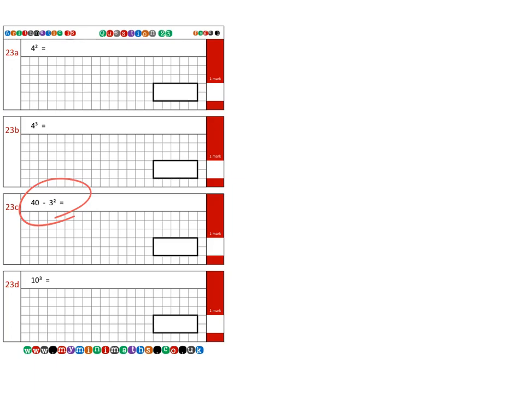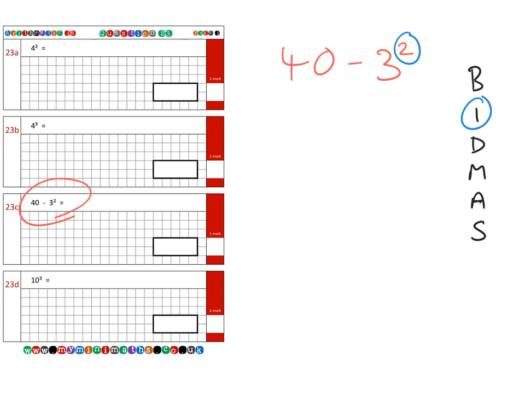And next we're on to question C, which is 40 minus 3 squared. And with this one, we're going to subtract the power from the original 40. So when we look at BIDMAS and the order of our operations, we can see that the index here comes before the subtraction in the list of orders.